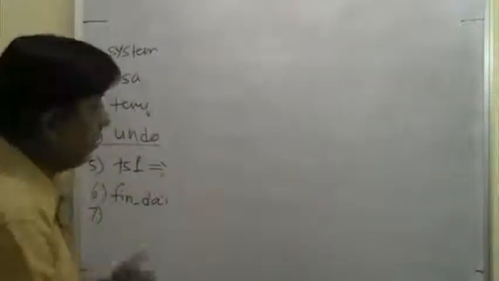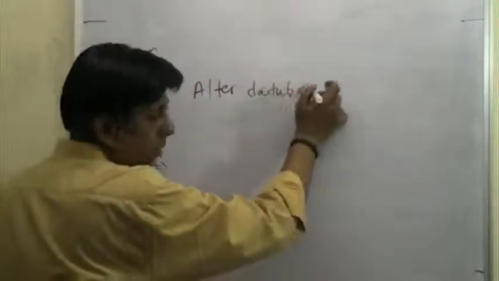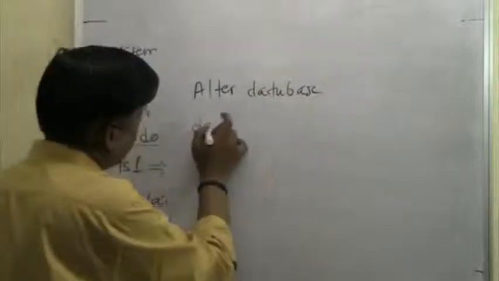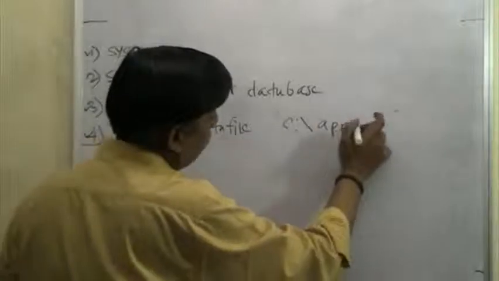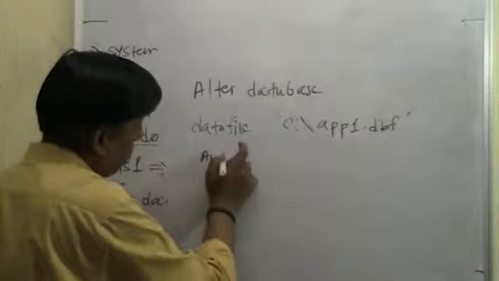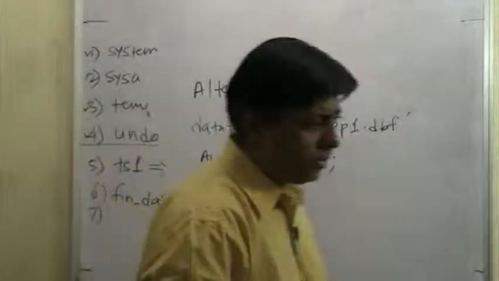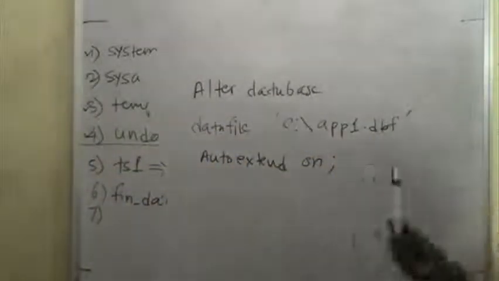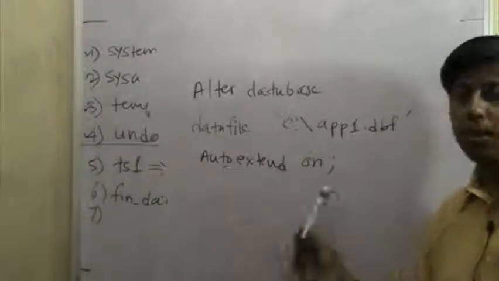Next command is this. Remember, this command was alter database, not alter table space. Now then alter database, data file, c:\app1.dbf, and then I'm going to say auto extend on. Now auto extend on, assuming that the auto extend feature was off earlier when the table space was created, I can turn it on.